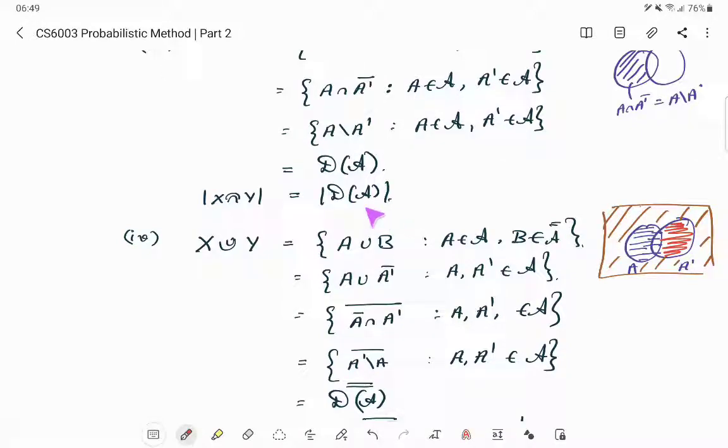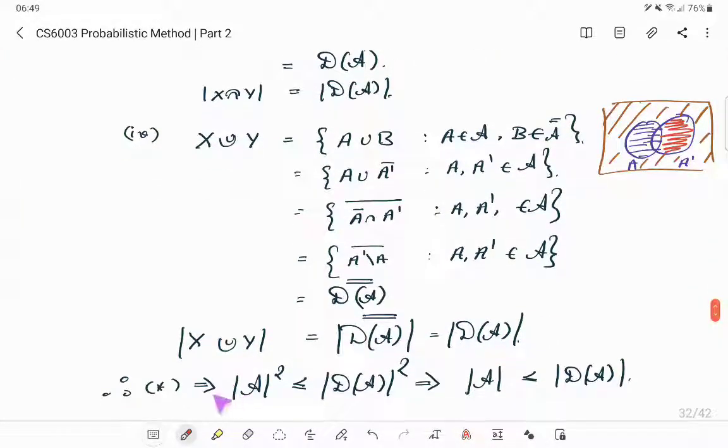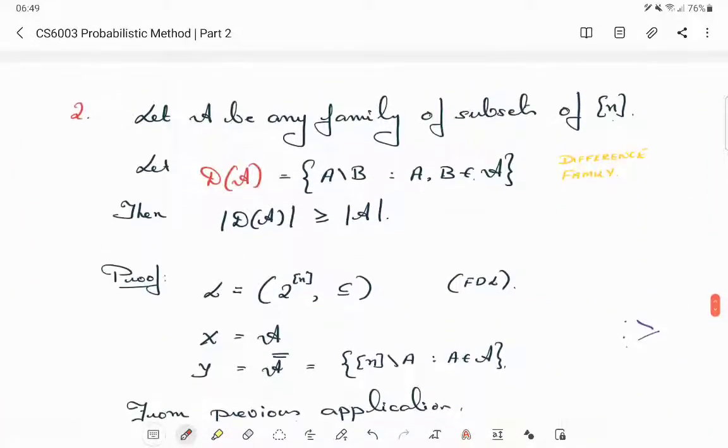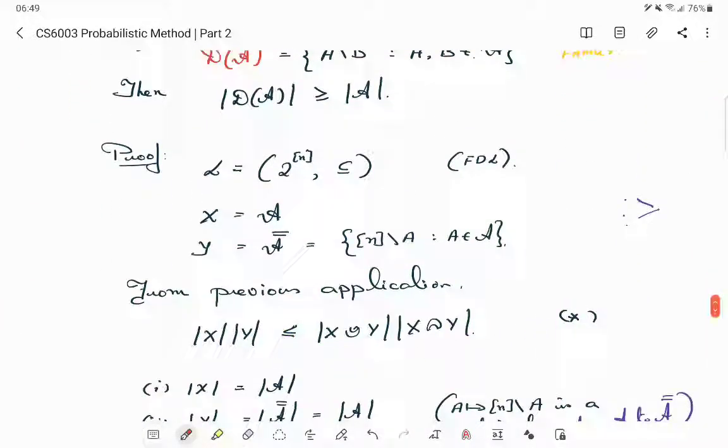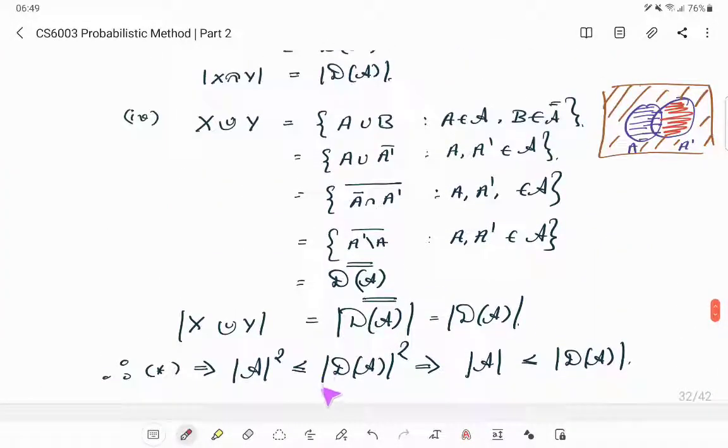But then they have the same cardinality, right? Because the point-wise complement and the original family have the same cardinality. So the cardinality of X pairwise union Y is also the cardinality of D of A. Now you substitute all of them into this inequality, which is application 1. You will see that the cardinality of A squared is less than or equal to the cardinality of D of A squared. Everything is positive numbers, so you get what you want.